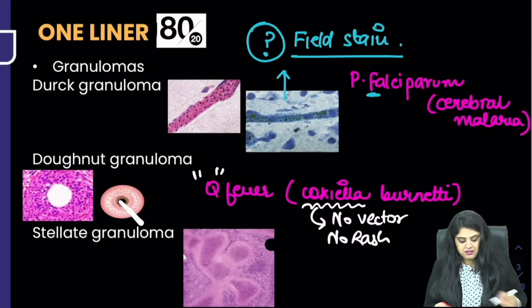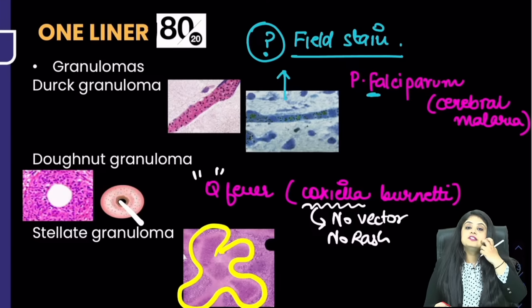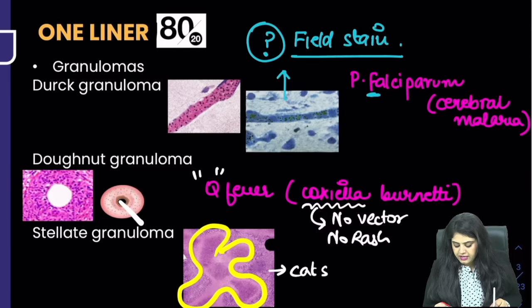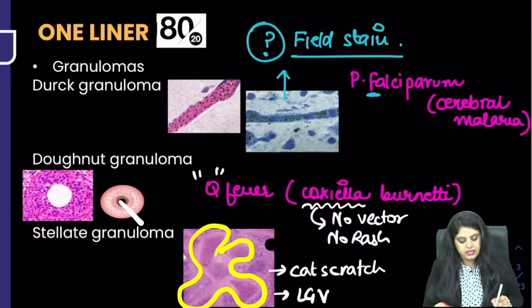Now the third one is everyone's answered. Ma'am, it's looking like a star. So that becomes a stellate granuloma. Stellate granuloma is seen in two conditions. What are those? Quickly, we can write it down. Very good. We are going to be having cat scratch disease, and the other one is lymphogranuloma venereum.